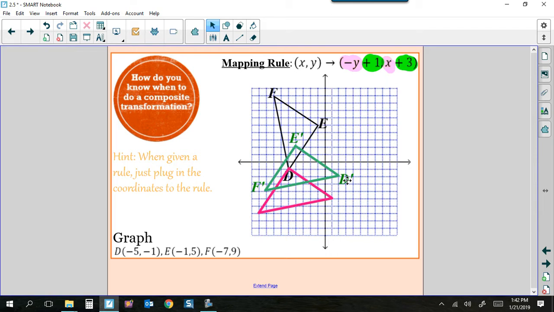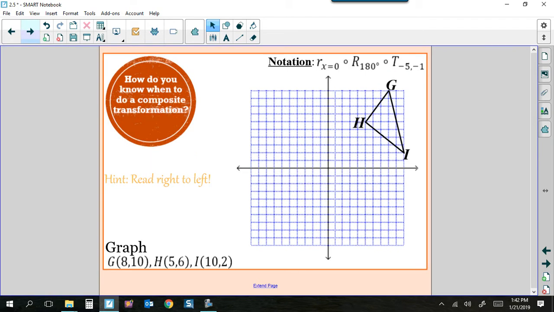All right, next is if you're given notation. The hint that I need you to write down for this is going to be that you are going to read this right to left. It always starts at the right side, which is, I know, a little confusing.